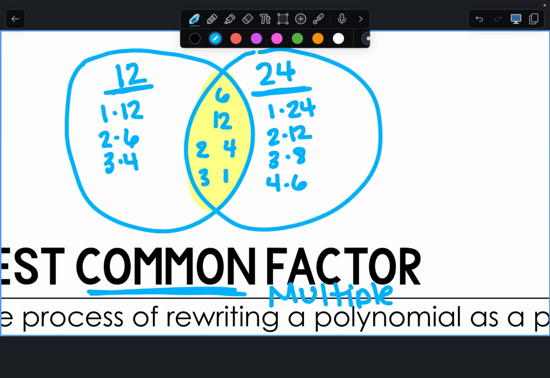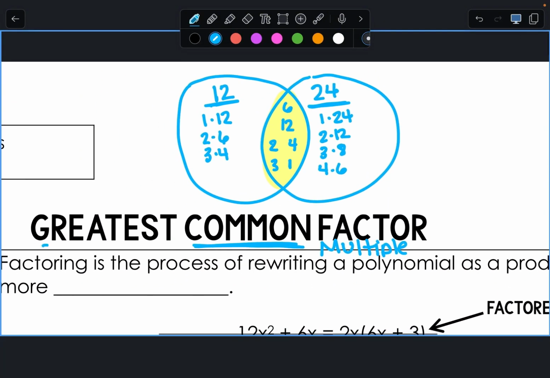Now, those are my common factors, right? Now, bring in the word greatest. Which one would be the greatest, the biggest? This is my greatest common factor. This is how you would look for greatest common factor before algebra. Now, let's see how we apply this to algebra, the algebra version of it.